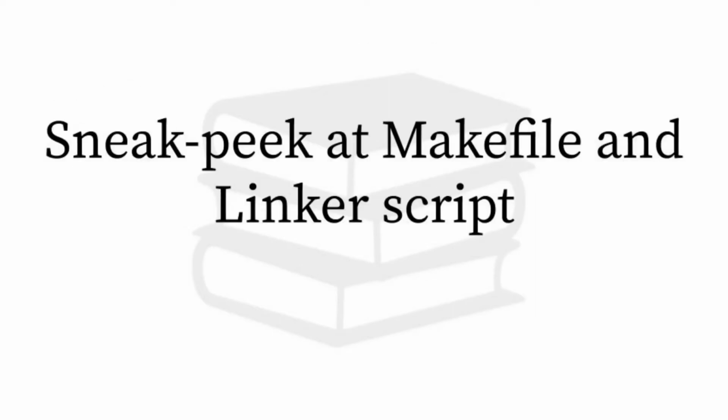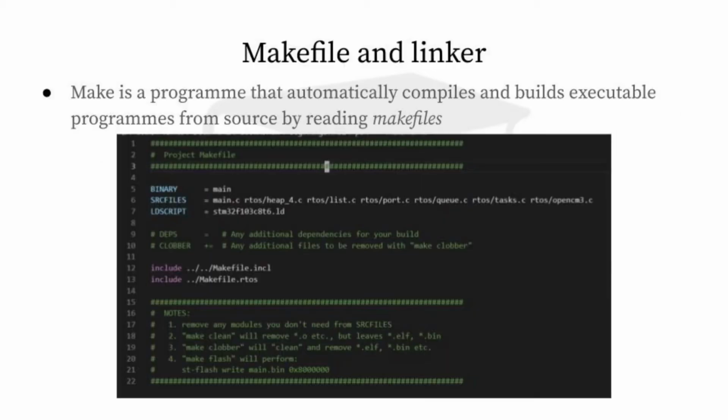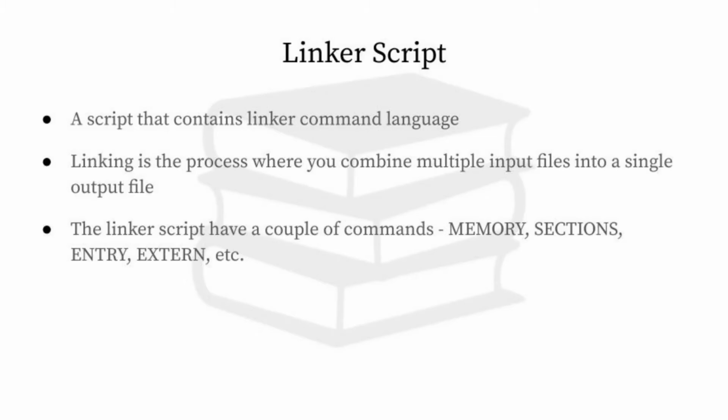So, Make is a program that automatically compiles and builds executables from source by reading Makefiles. If we look into the Makefile, there are several lines of code here. These are the files that we need to compile, and then there's this specific line here that tells Make to run this linker script. Now, let's take a look at the linker script. The script uses the linker command language, but the basic idea is this. The role of the linker script is to combine multiple files into a single file. And this is done through a couple of commands which you can use.